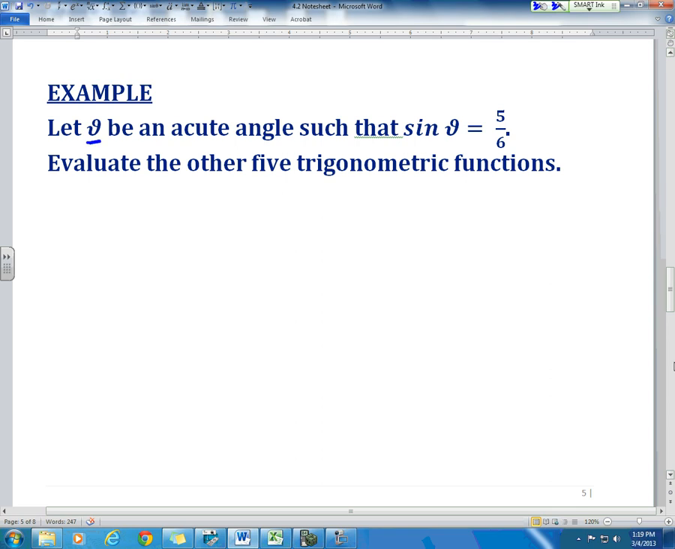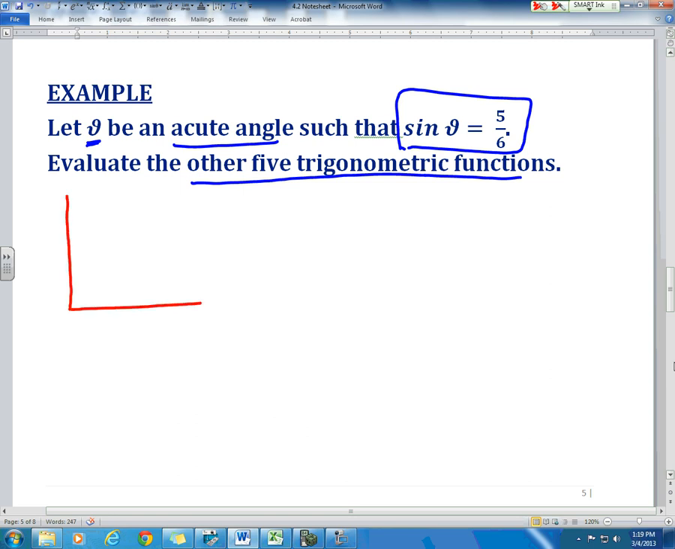So let theta be an acute angle such that the sine of theta is equal to 5/6. We want to find the other 5 trigonometric ratios. So my suggestion would be that you draw yourself a picture. We know that these are right triangles. I'm going to make theta down here. Now, I don't know the angle measure of theta, but what I do know is that the sine of theta is equal to 5/6, which means that the side opposite the angle theta is 5 units, and the side which represents the hypotenuse is 6 units long.